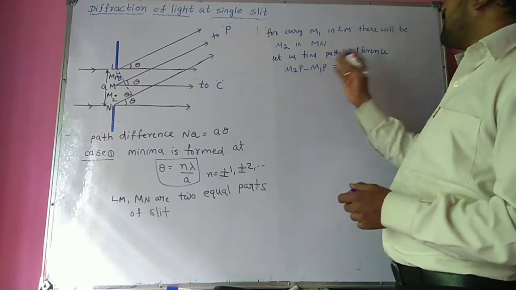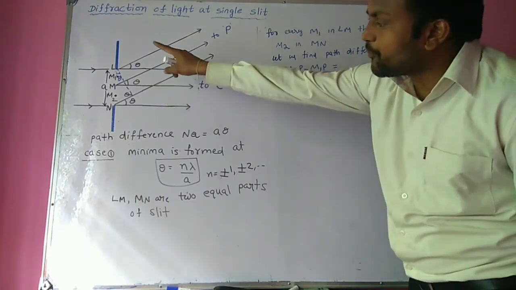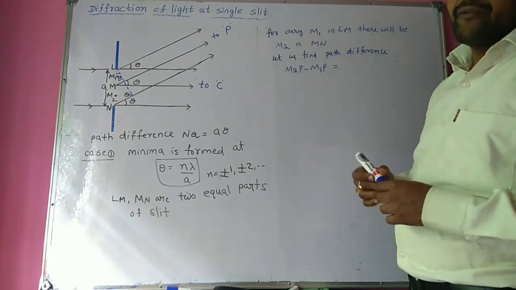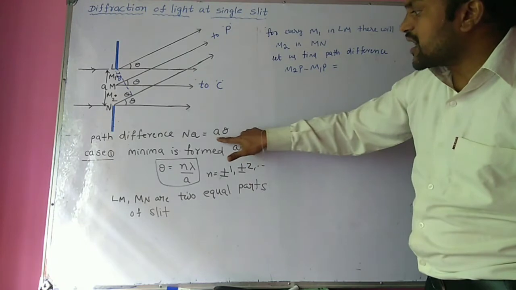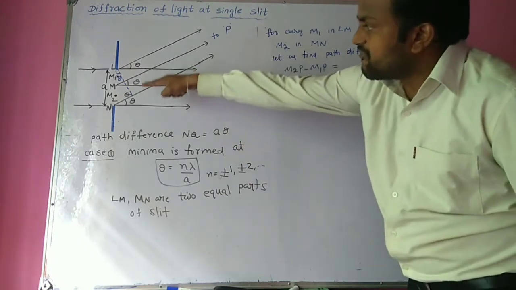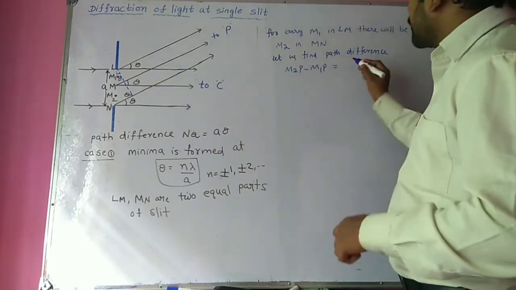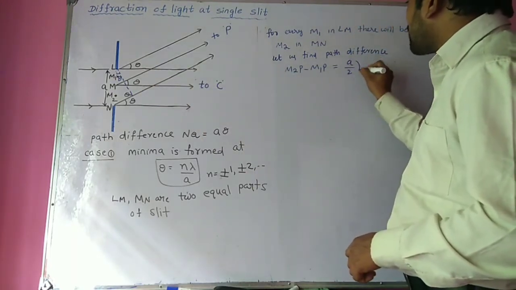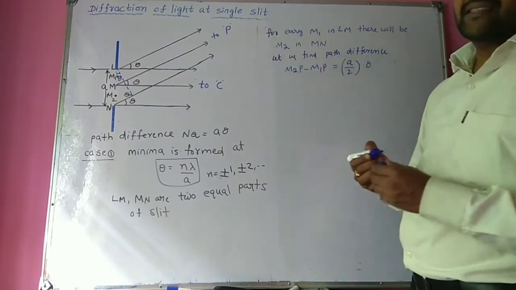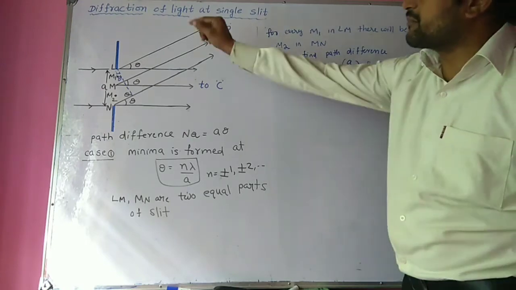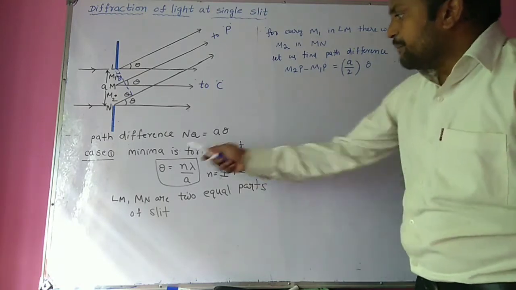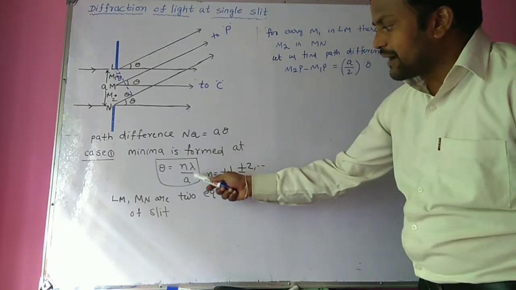Now let us find the path difference. The path difference between the points M1 and M2 gives M2P minus M1P. So already we have discussed the path difference formula: A into theta, the width of the slit and the angle. So the width of M1M2 is A by 2 because it is half of the slit, A by 2, and the angle is theta. This is the path difference between the secondary wavelets which are coming from M1 and M2, A by 2 into theta. Now already we know that the minima is formed at theta equal to n lambda by A.